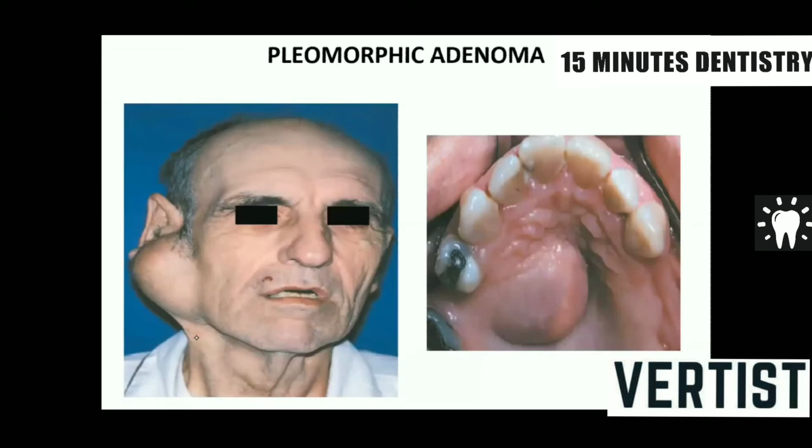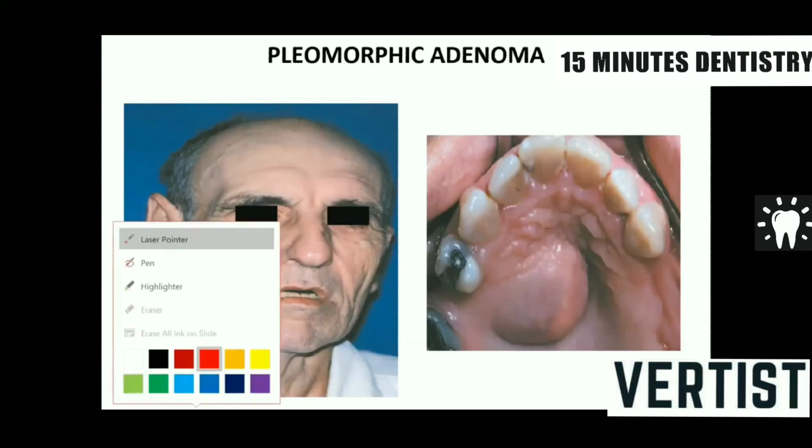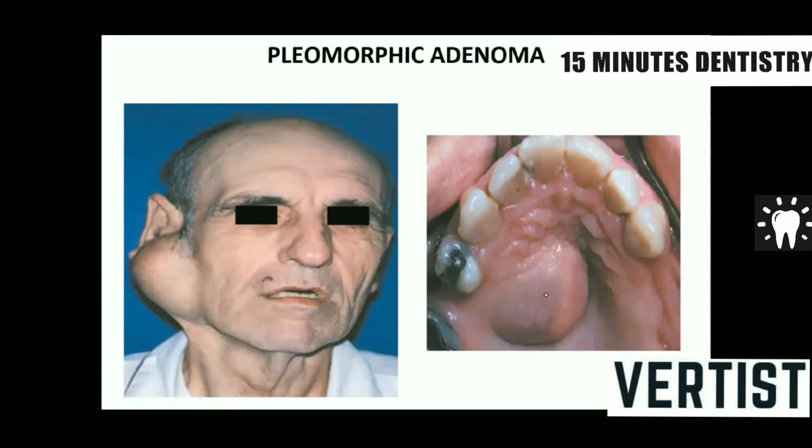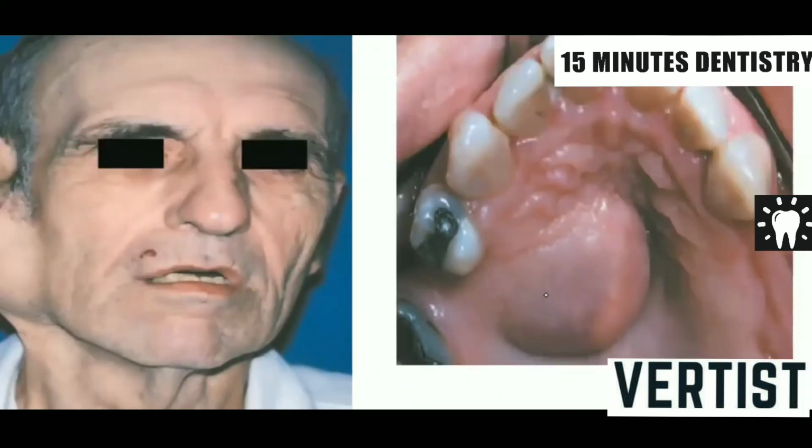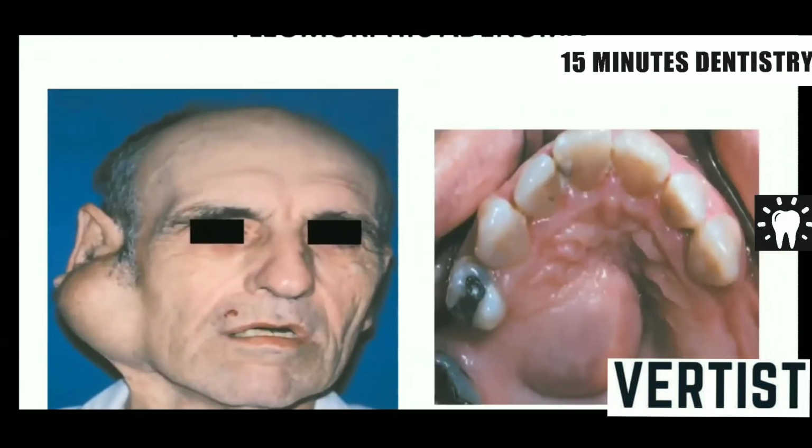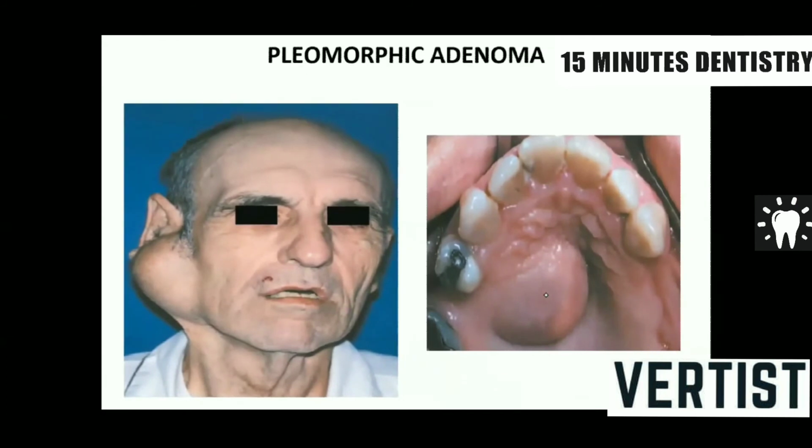In case of oral tumors, generally the site which is most commonly affected is the palate, and that also you can see. This is the lesion which is in the palate. Mostly it is covered by intact mucous membrane. However, sometimes this lesion can get ulcerated because of masticatory forces.